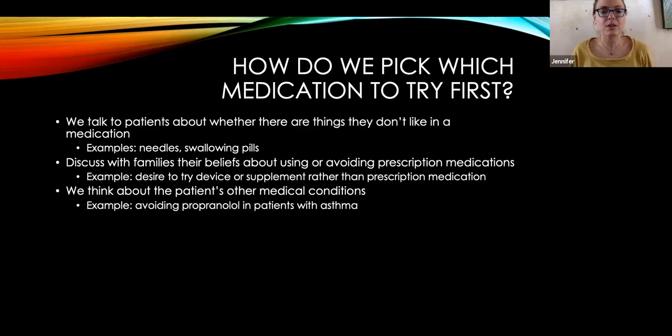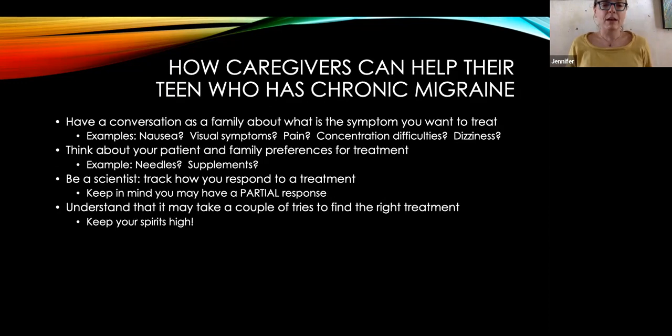And then I also think about patients' other medical conditions because, for instance, if you have asthma, your condition can be worsened by taking propranolol. I wish it were what we were talking about earlier, knowing somebody's genome and knowing what medicine's most likely to work. But no, in reality, we're thinking about those other things and then picking what we think is most reasonable to try first. And so to wrap up, how you can help: to make best use of your time in the appointment with your provider, have this conversation beforehand about what is the most bothersome symptom.